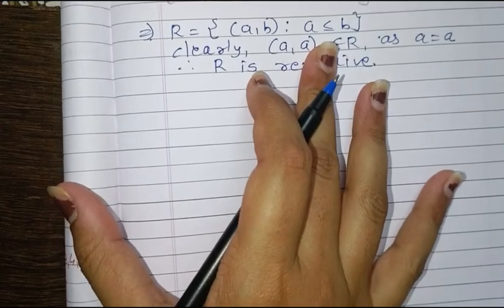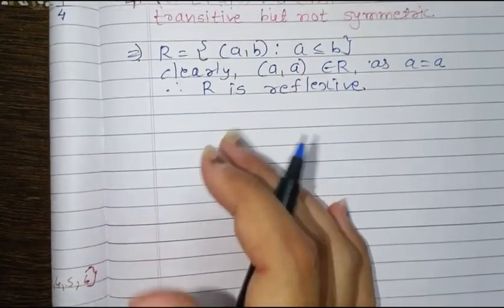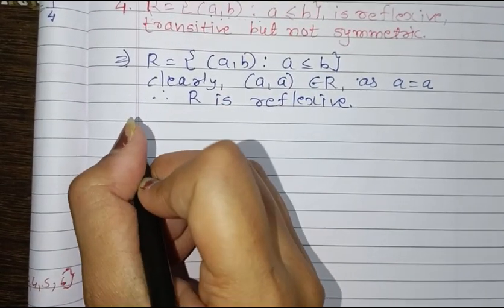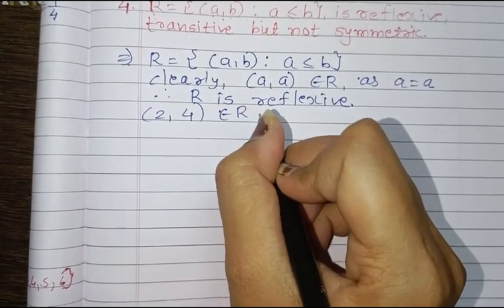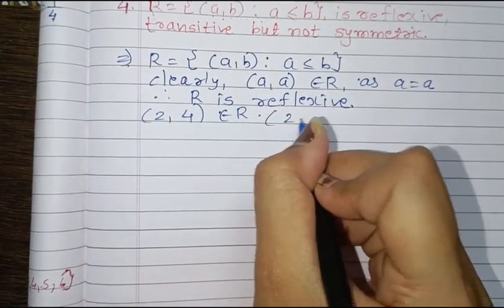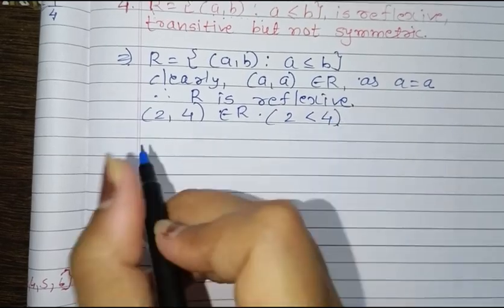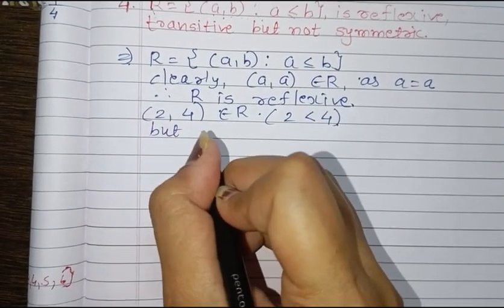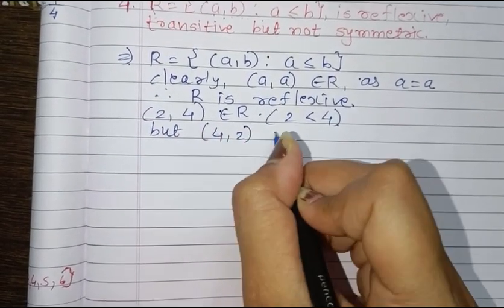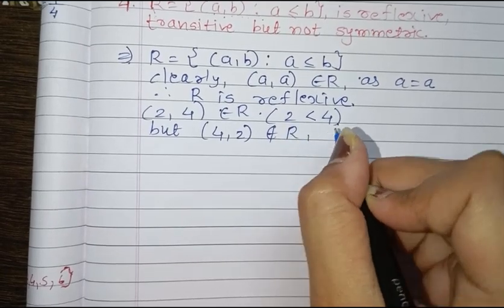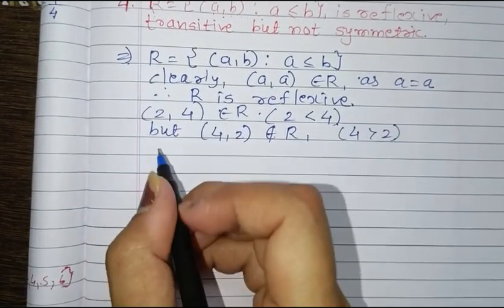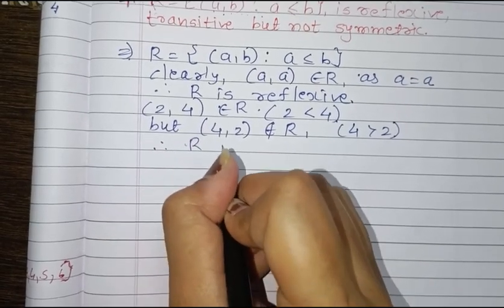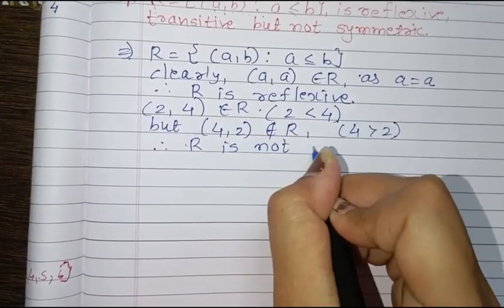Next is for symmetricness. Now we are taking (2, 4) belongs to R as 2 is less than 4. But (4, 2) does not belong to R, as 4 is greater than 2. Therefore, R is not symmetric.